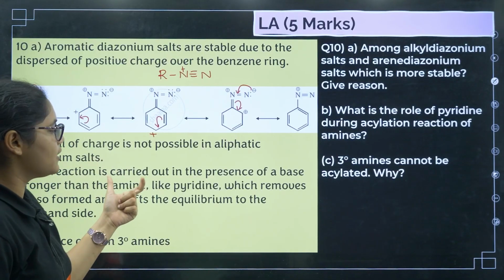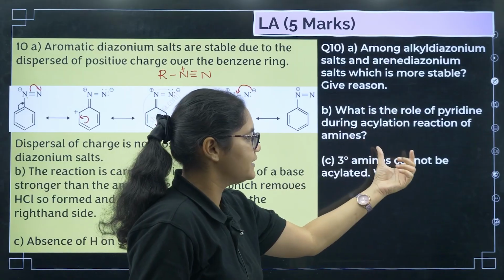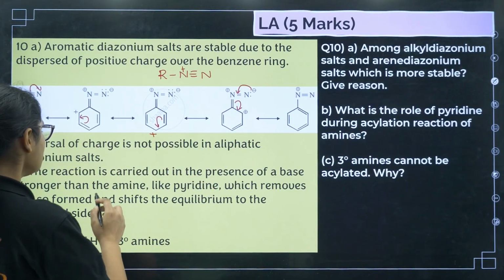Now the reaction is carried out in the presence of pyridine. What is the role of pyridine during the acylation reaction of amine? When you do acylation, we use pyridine.